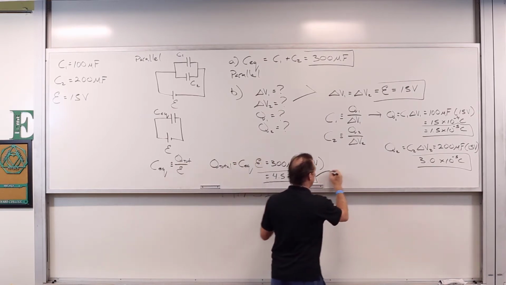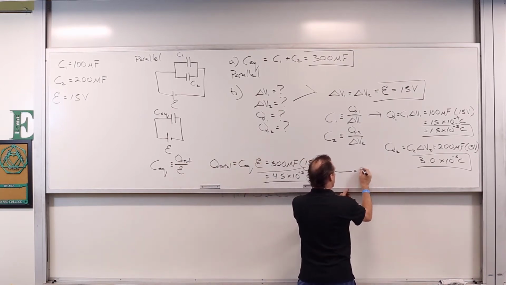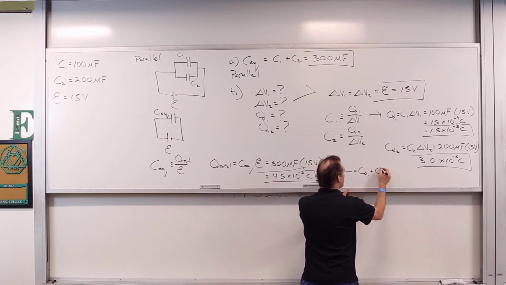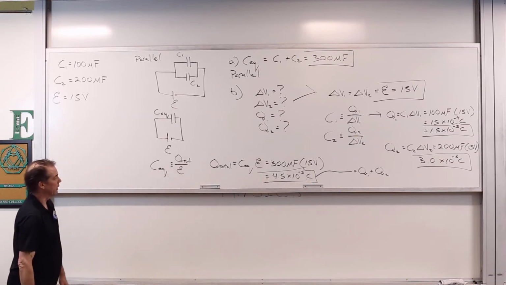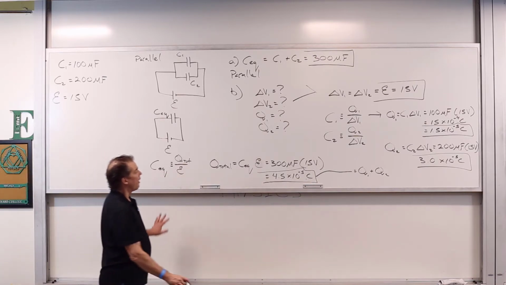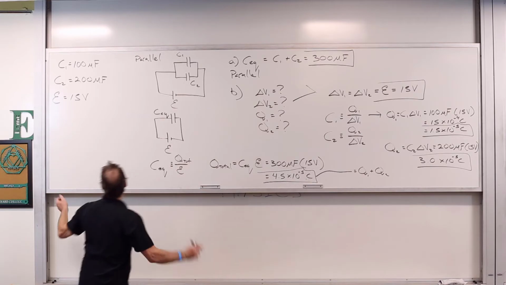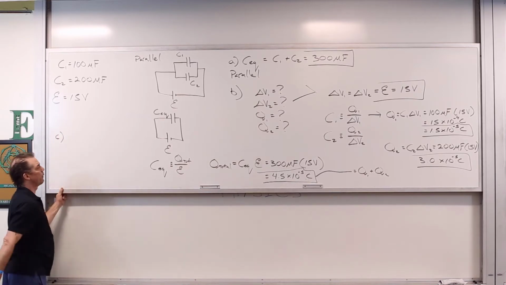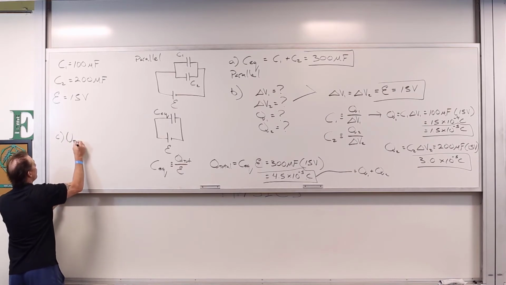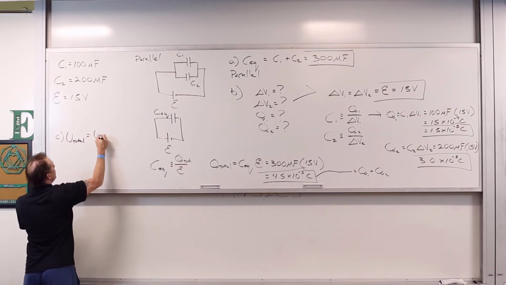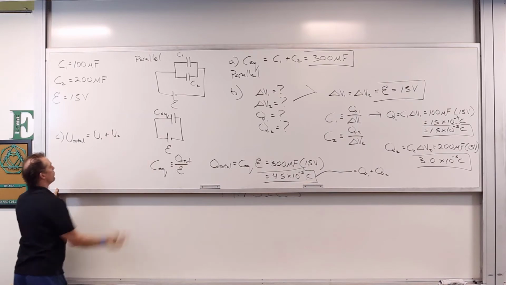Which consequently is equal to Q1 plus Q2, because that's how things work in parallel, right? There we go. So moving on to this last part, part C, we want to know what's the total energy stored by this configuration. U total is equal to U1 plus U2.